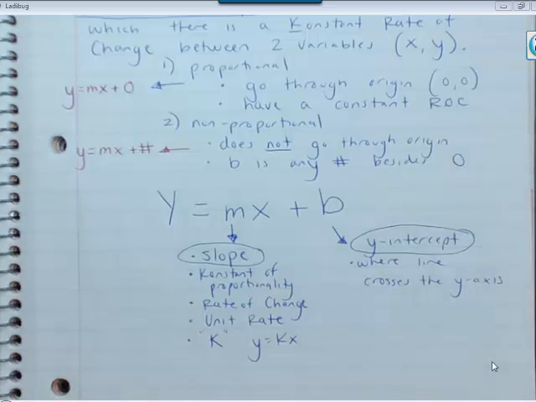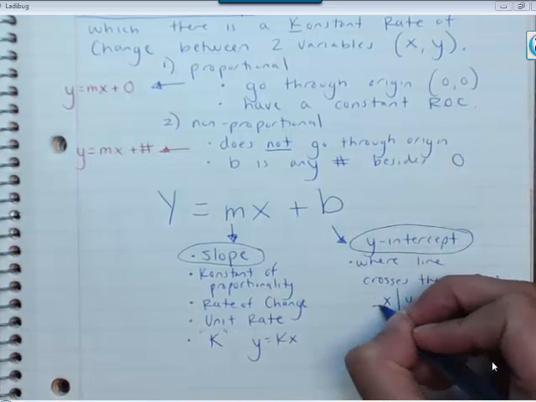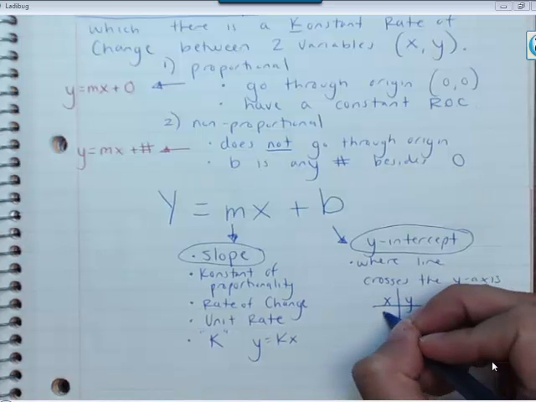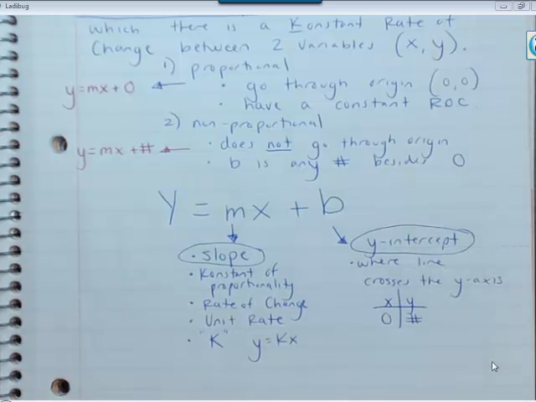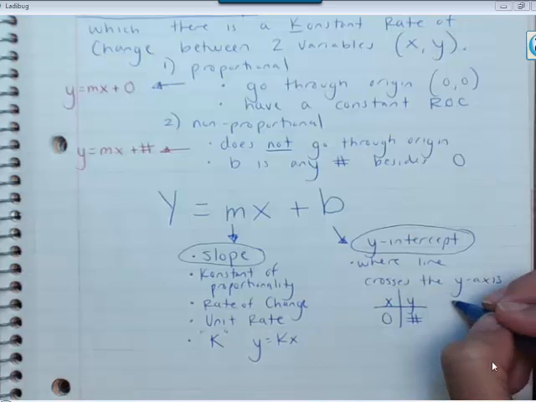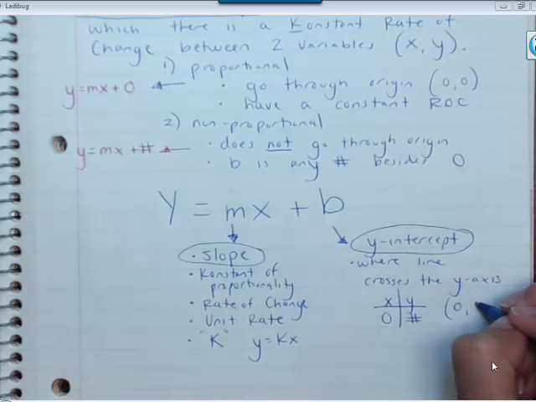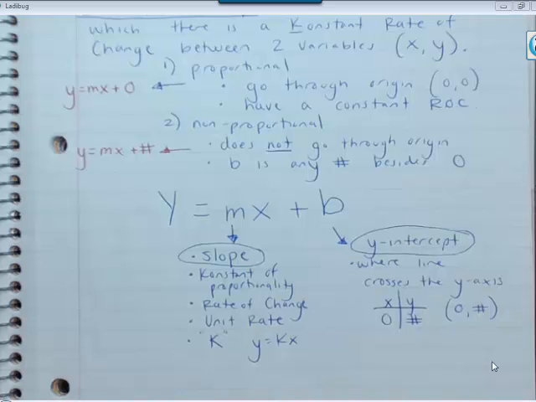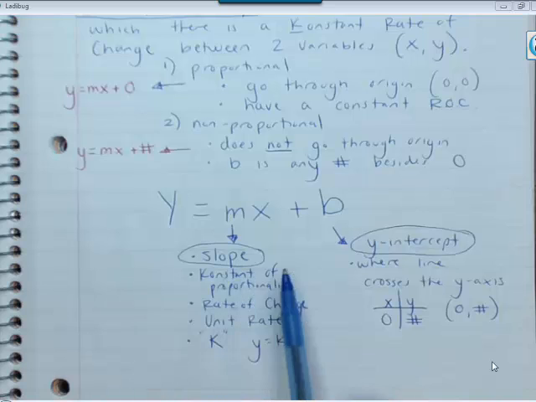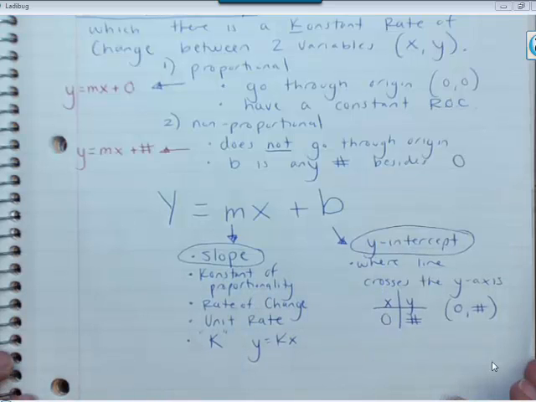So if I was looking at a table, my x-y table, it's going to be when x is 0, whatever that number is, that's the y-intercept. Or if it's on a graph as a coordinate, it's going to be (0, whatever that number is). So that's something that you have to remember. y equals mx plus b is the ultimate equation for all linear relationships. m is going to be my slope, and b is going to be the y-intercept.